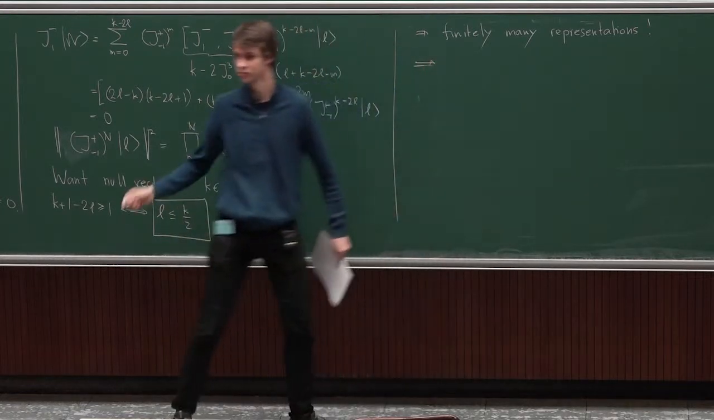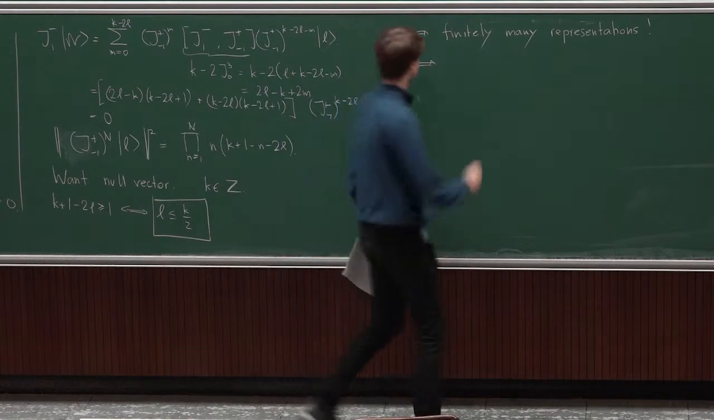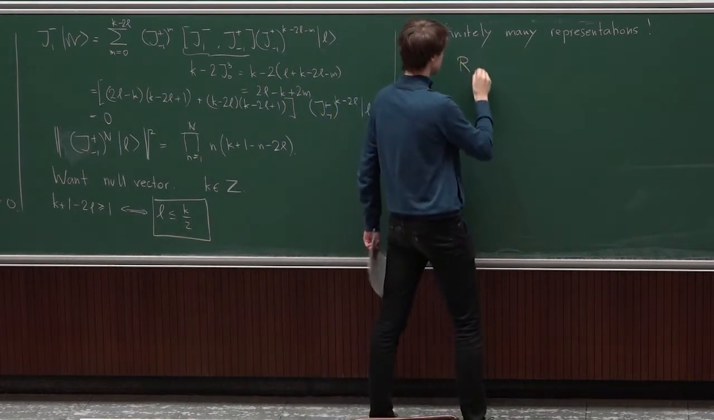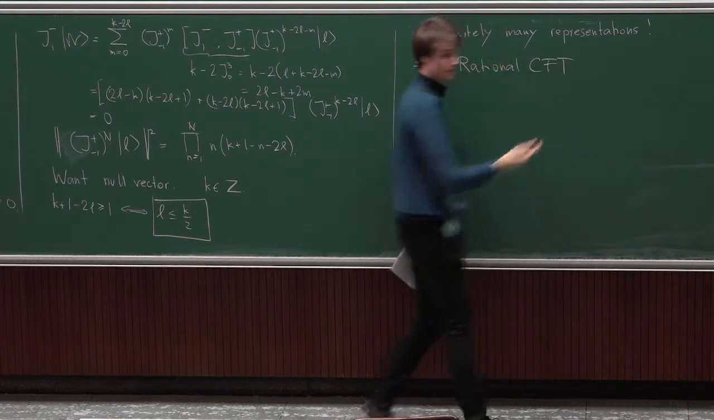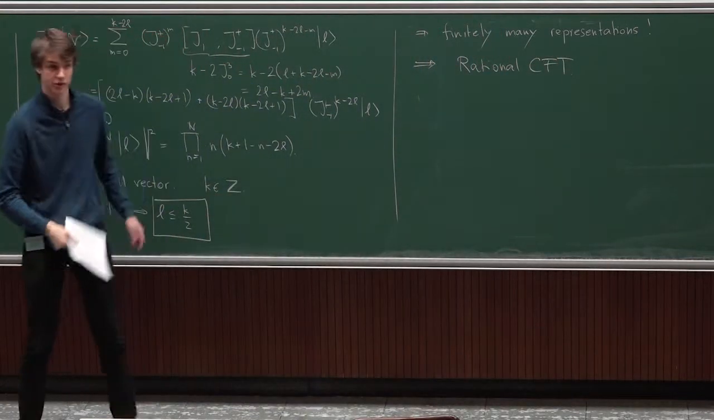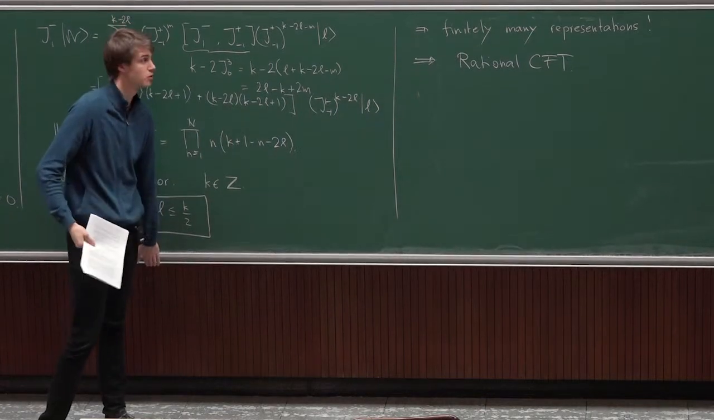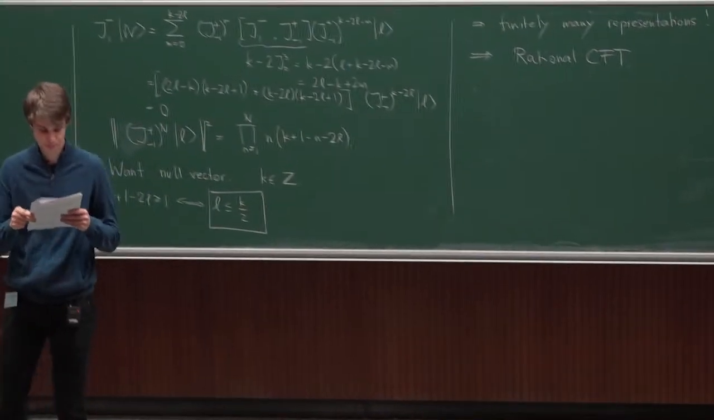And Sylvain told you a nice word for these kinds of theories. If you have finitely many representations, these are rational CFTs. So we will construct here another rational CFT. You have learned about the minimal models now, and this will be another example.